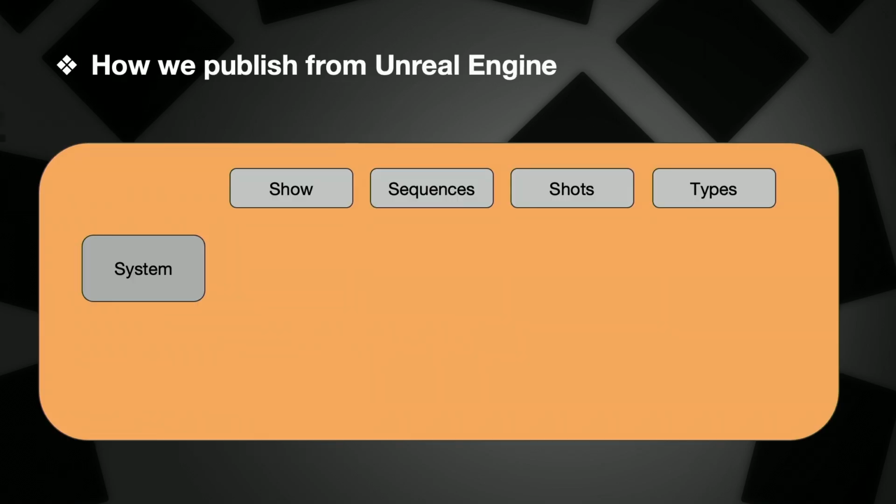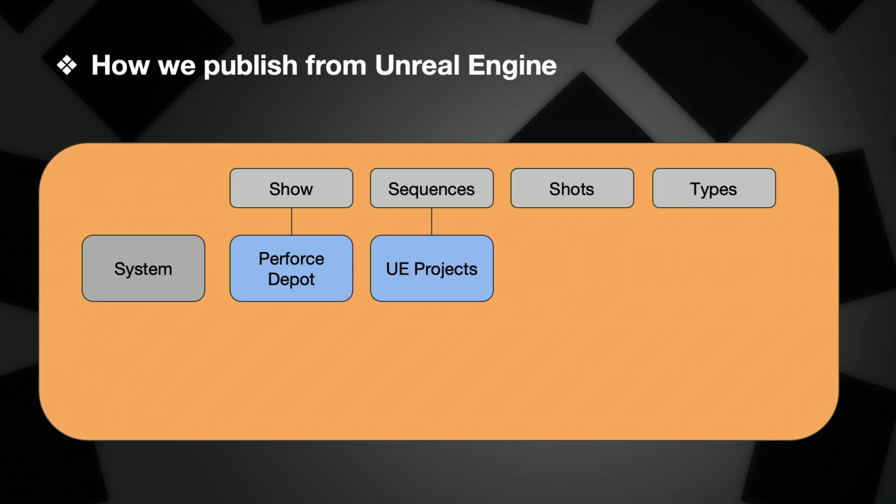So how do we publish from Unreal Engine? This is our project structure. From the system side of view, we create one show, one Perforce depot per show. And then, unlike game projects, we create one Unreal project per each sequence.